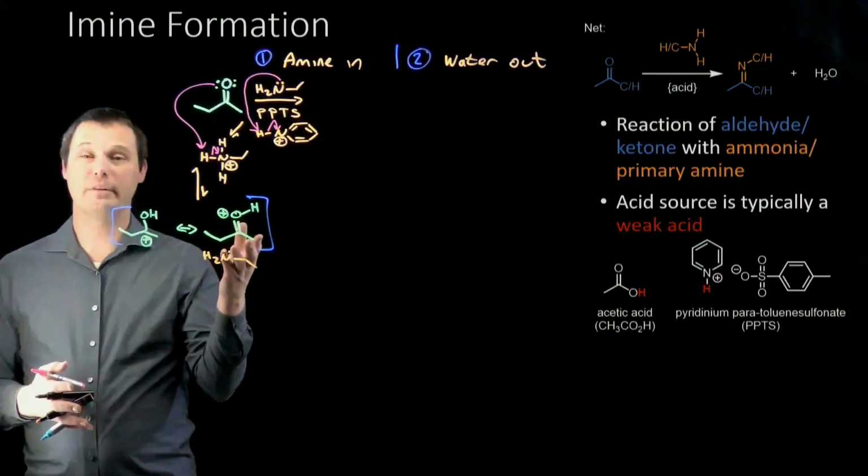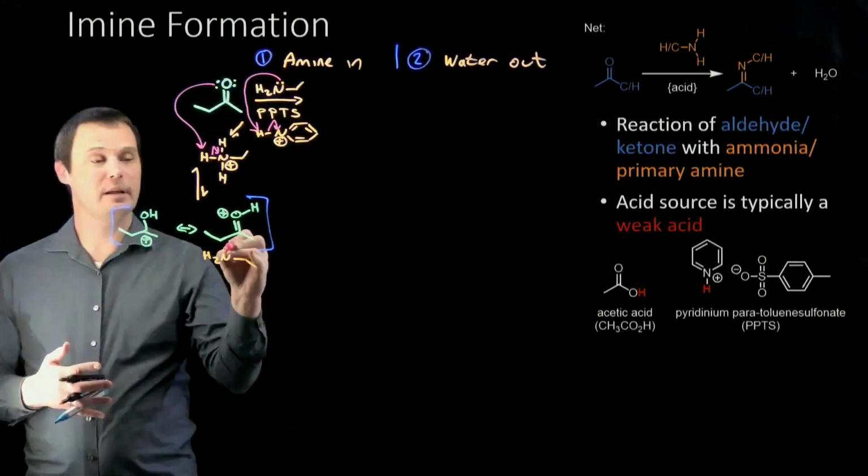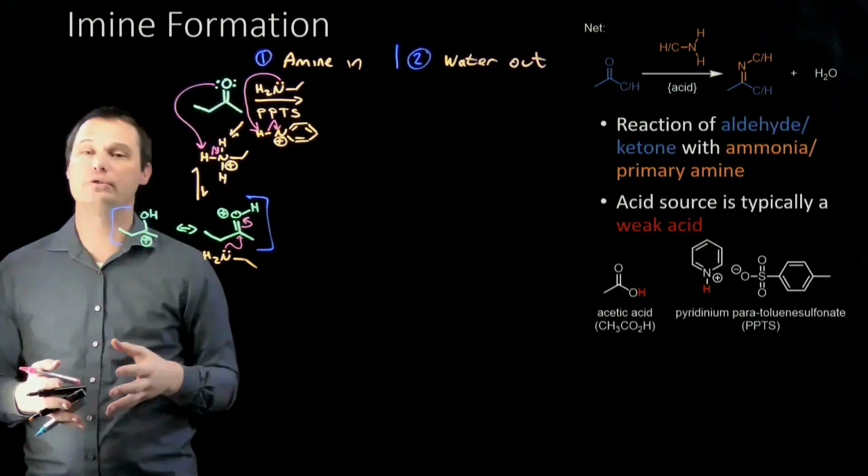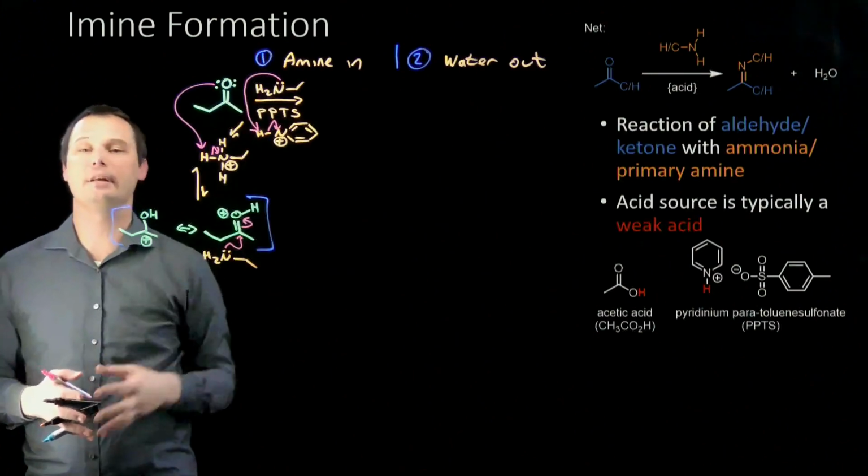Why would we protonate a carbonyl like this? To make it more electrophilic so that even a neutral nucleophile can attack, and that is the next step. The neutral nitrogen attacks the carbonyl to do the nucleophilic addition and bring the amine into the product.